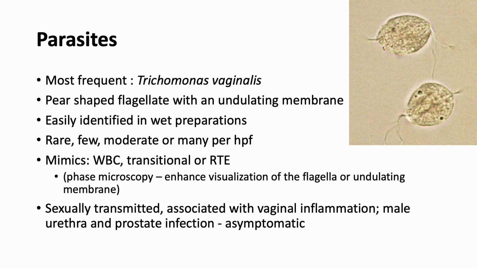Other parasites that may be identified in the urine are Schistosoma haematobium, the ova of the bladder parasite, or, through fecal contamination, the ova of pinworm or Enterobius vermicularis.